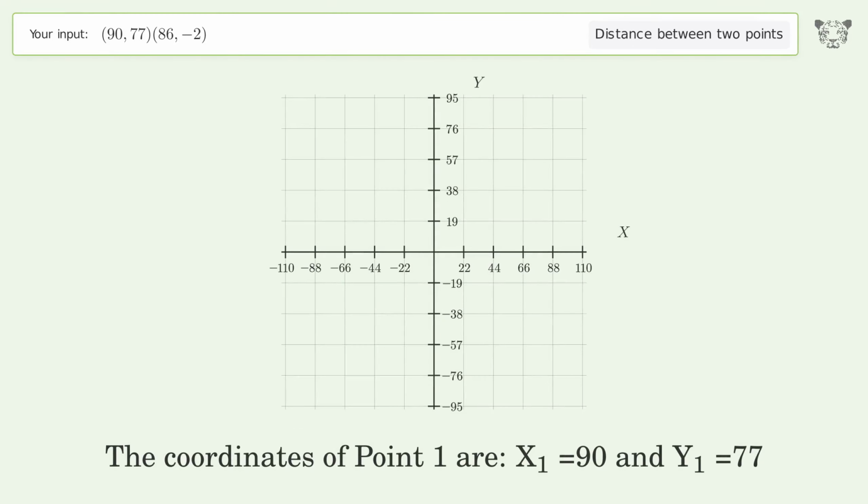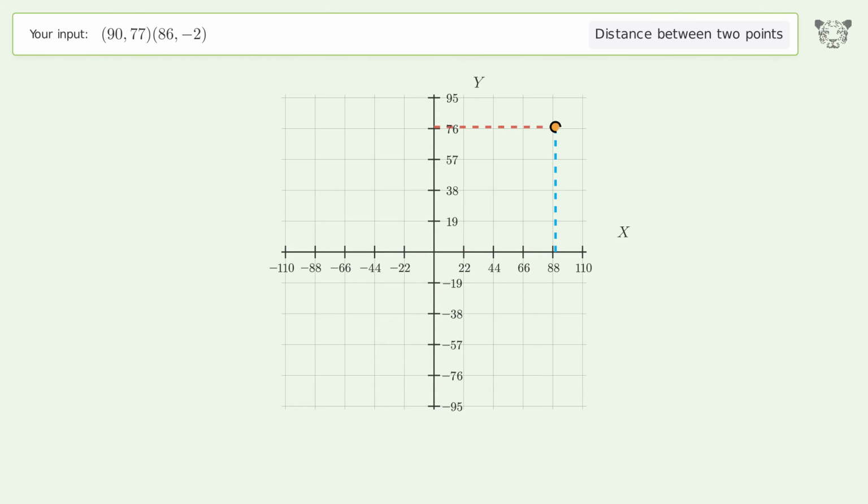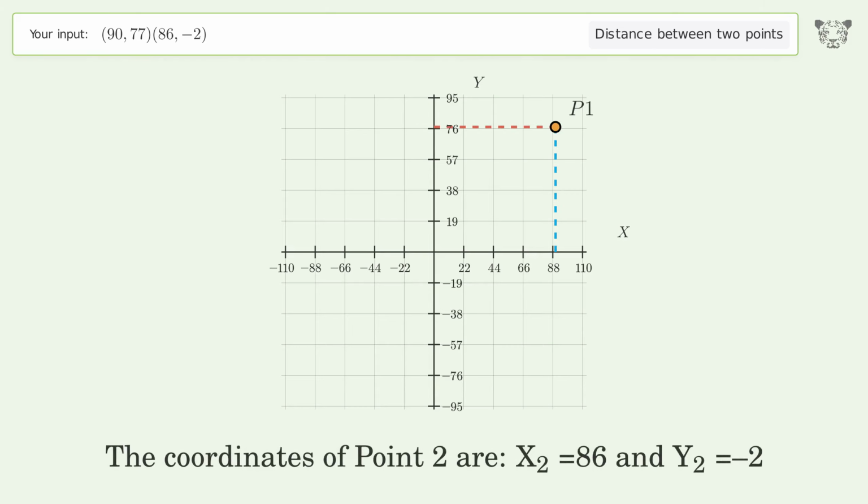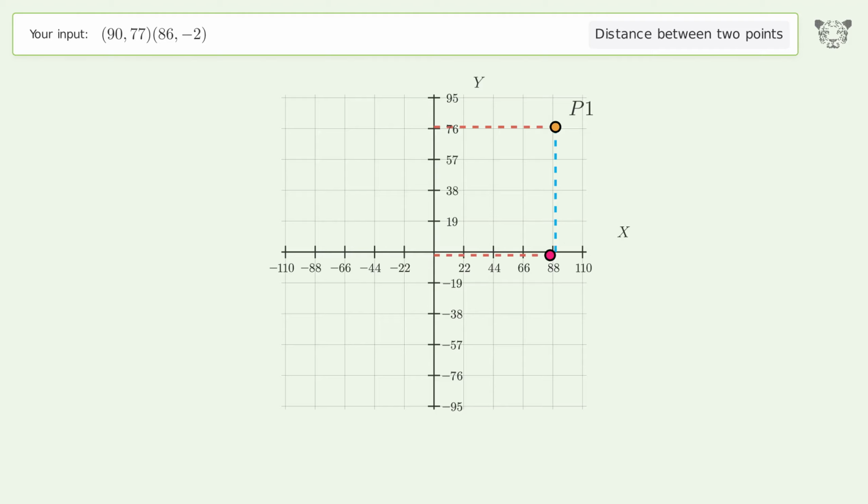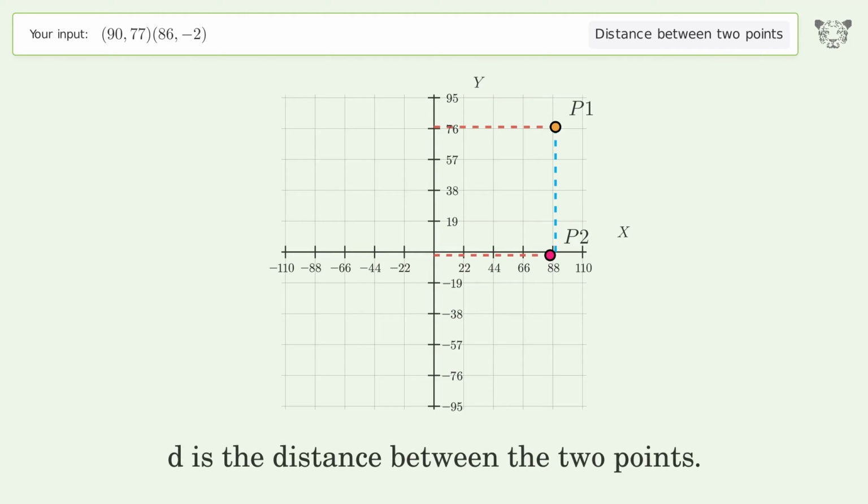The coordinates of point 1 are, x1 equals 90 and y1 equals 77. The coordinates of point 2 are, x2 equals 86 and y2 equals -2. D is the distance between the 2 points.